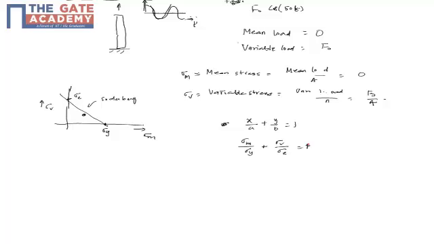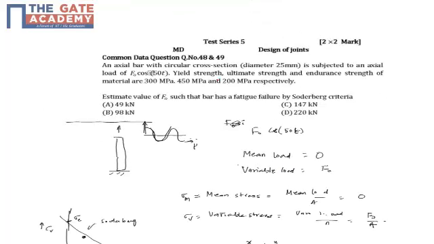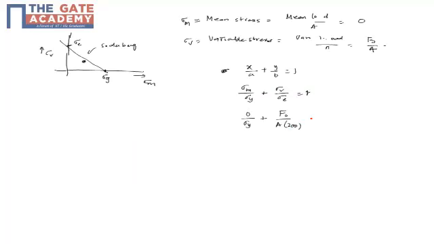So we take this case, the mean stress is 0. Sigma yield is given in the question, but that's not useful because the numerator is 0. The variable stress we got is F0 by A. The endurance limit is given as 200 MPa, so F0 by A by 200 MPa is equal to 1. So from this, F0 is 200 into A.